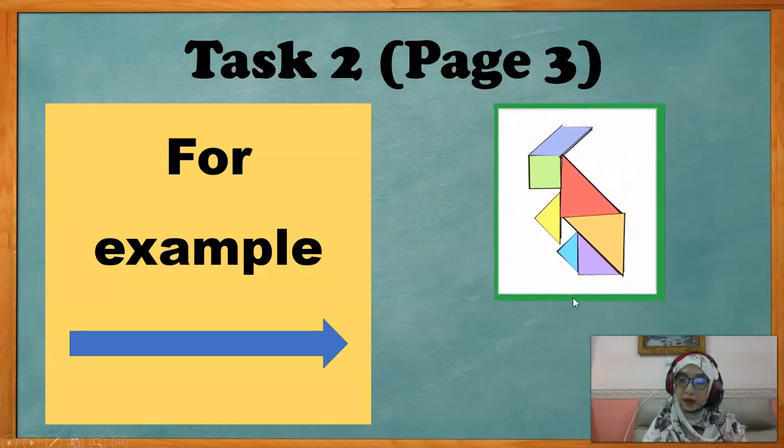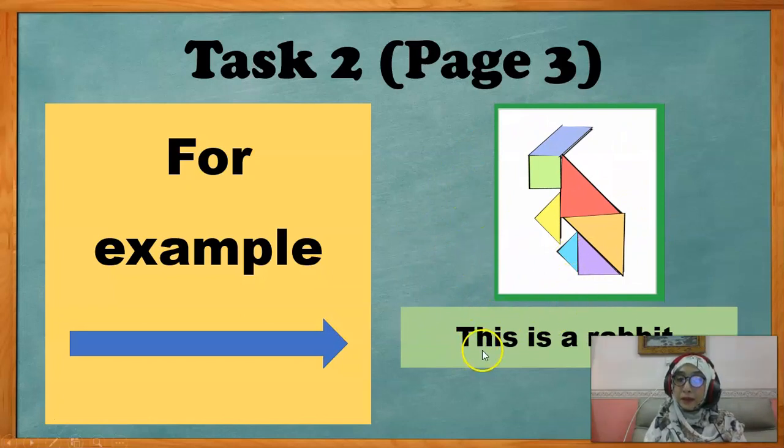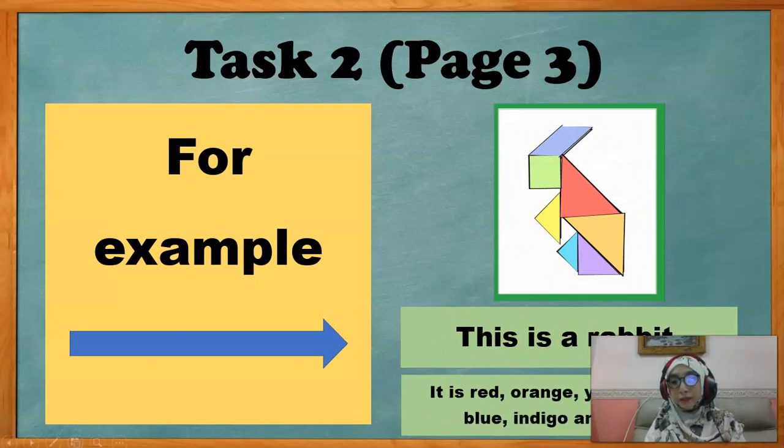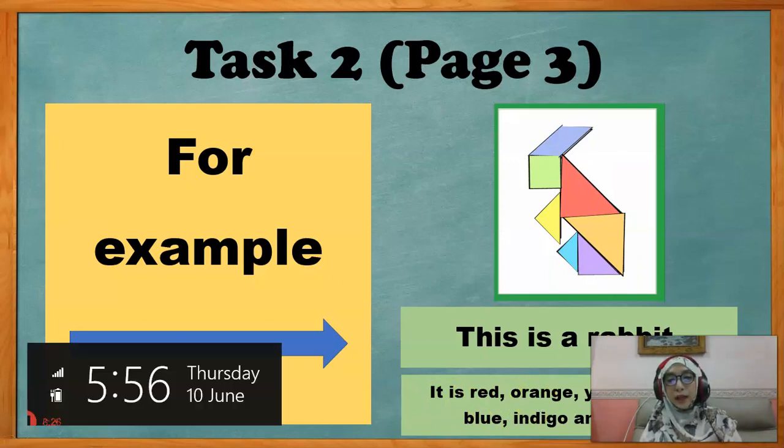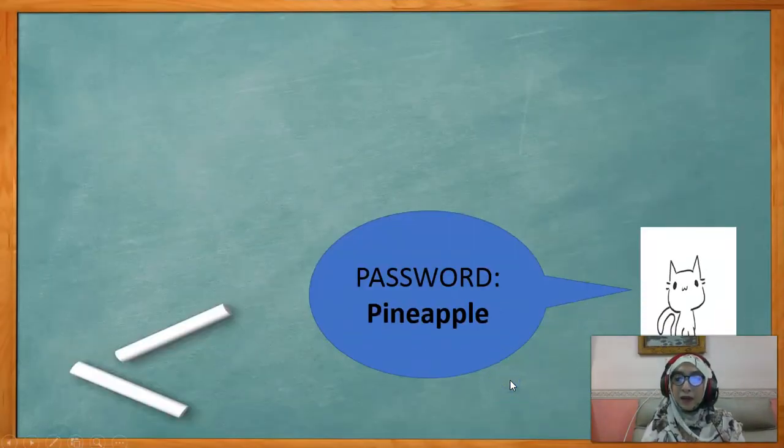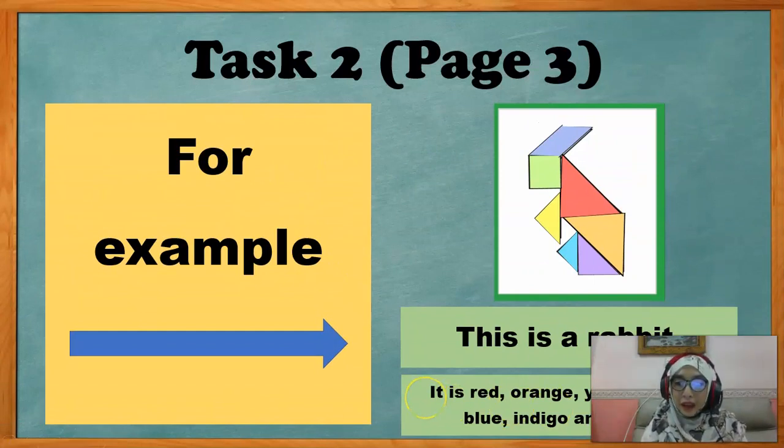This is how I write. I write, this is a rabbit, because it is a rabbit. Next, it is red, orange, yellow, green, blue, indigo, and purple. My cursor keeps disappearing. There you go. Again, it is red, orange, yellow, green, blue, indigo, and purple. So this is an example of what you need to do for task 2.